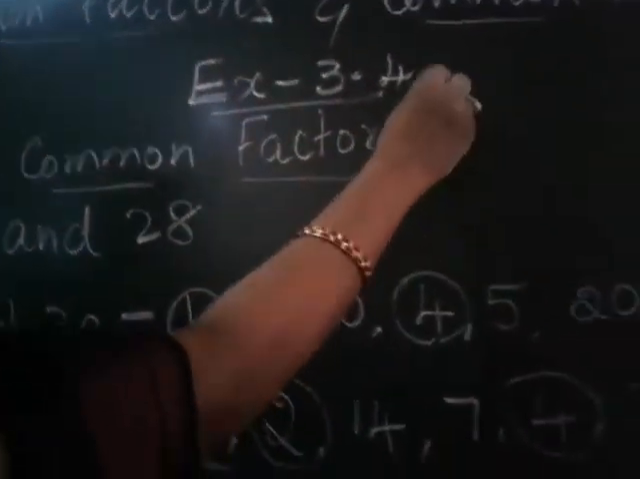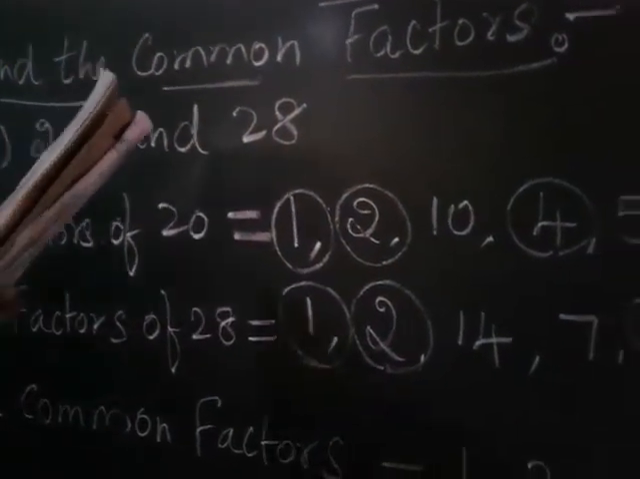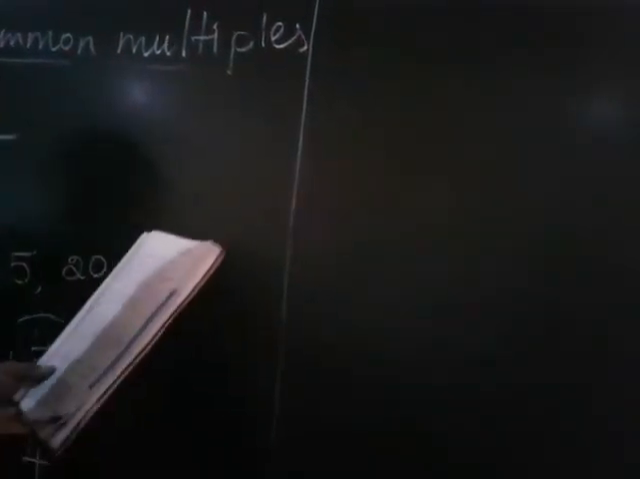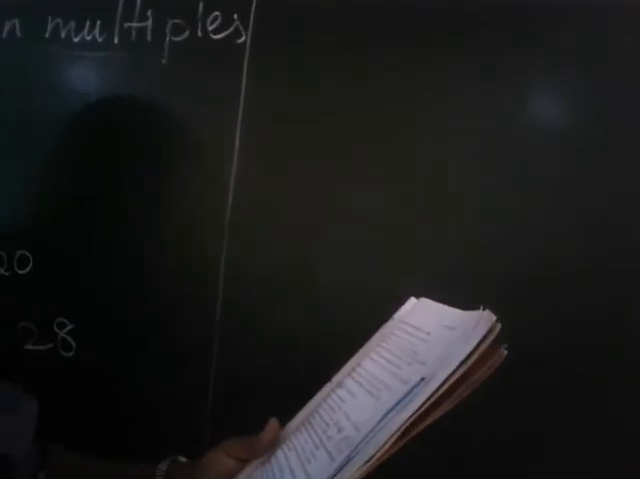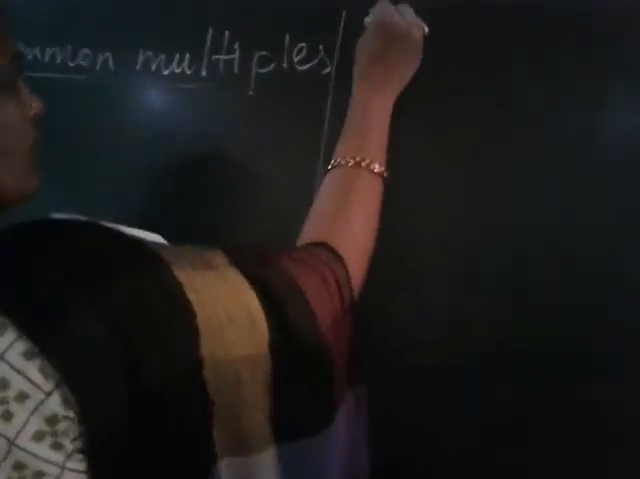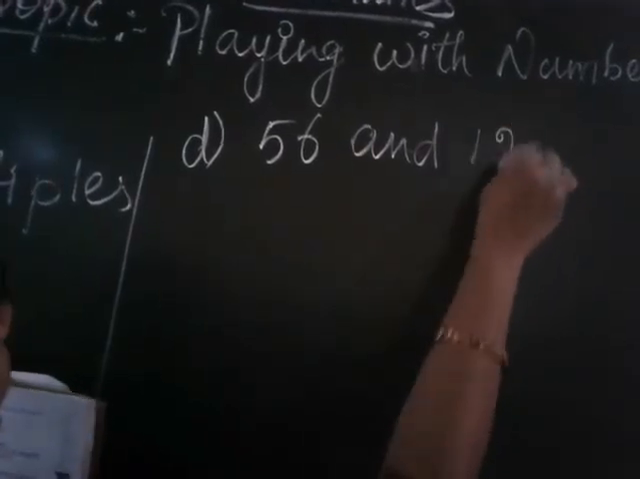Okay? The same main only. One more sum I will do and show. The next question is C1 that I am going to do, otherwise D1: 56 and 120. So for D1, 56 and 120, you are going to write the common factors.